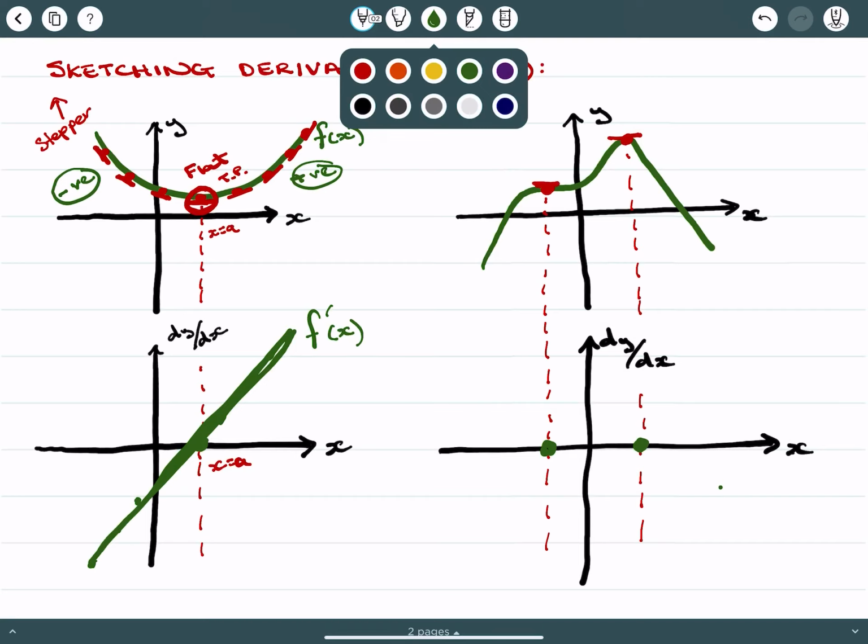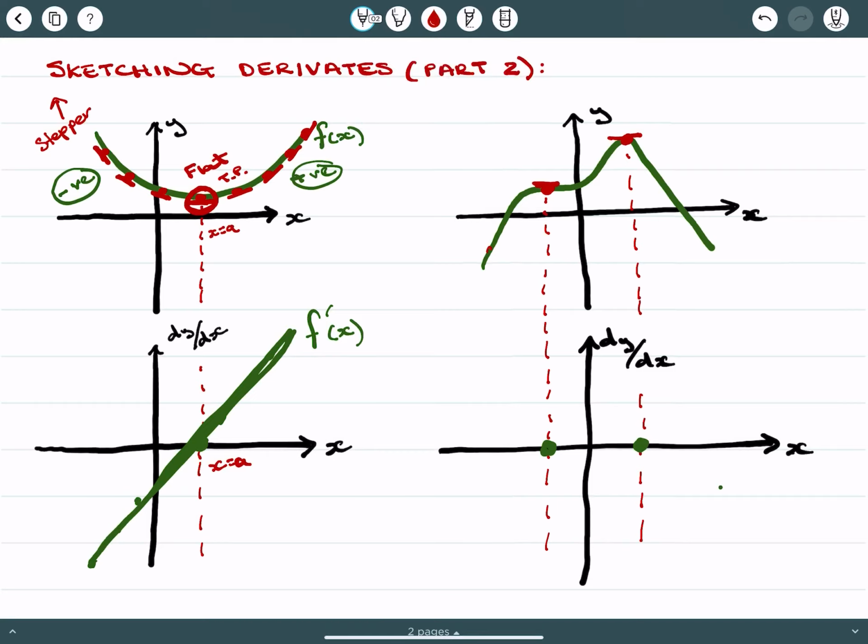Now what we might also have a look at is what are the gradients at these certain points here. Well, we can see that at this point the gradients are positive. At this point here, if I consider these gradients, they're positive as well. And then at this point, they're negative.